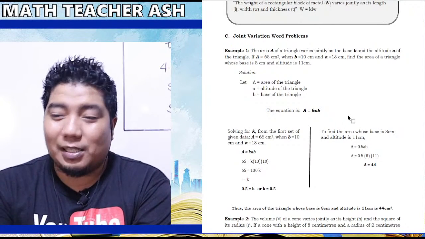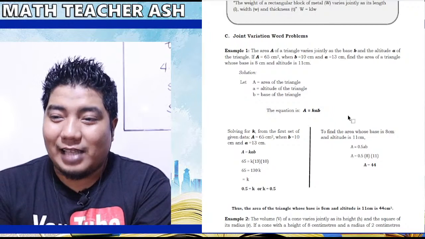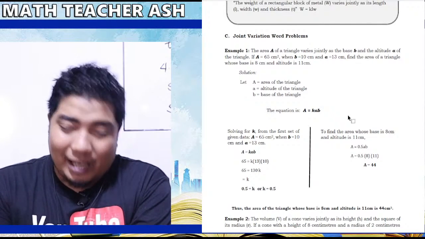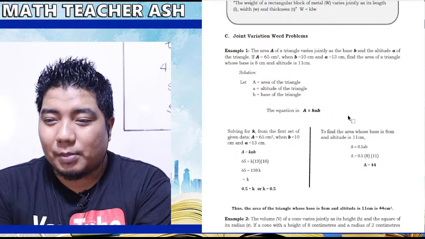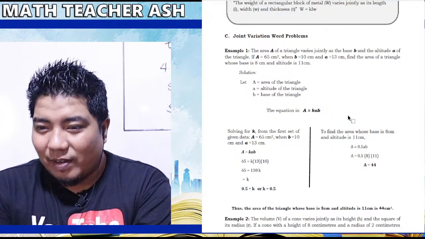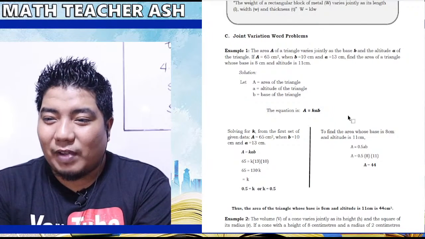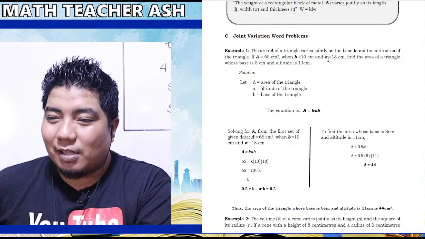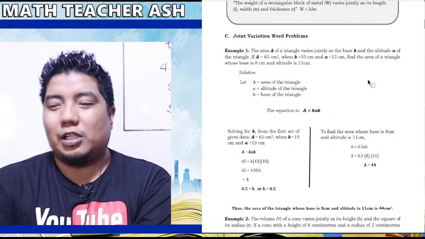So, base is the base, of course, B. Height is the altitude, which is A. Pwede din H. And the area is A. So, area is equal to 1/2 base times height. So, technically, given here, the area is 65 square centimeters when your base is 10 centimeters and your altitude is 13 centimeters.